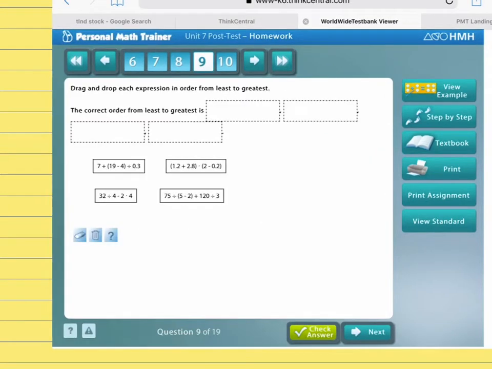Question number 9. Drag and drop each expression in order from least to greatest. So when we unpack this problem, make sure you're doing least first. All right, so it's going to take a while to figure this out. We're going to have to find the answers to each of these expressions and put them in order. So we'll start with this first one.